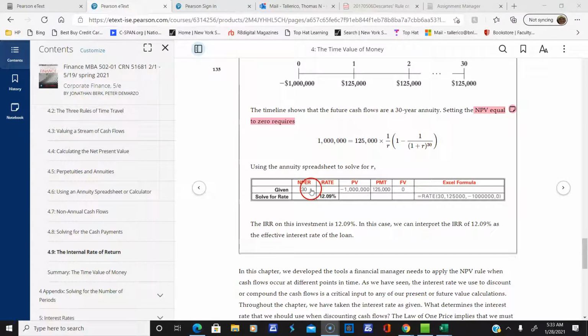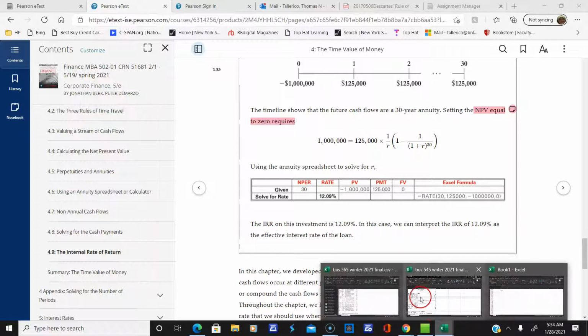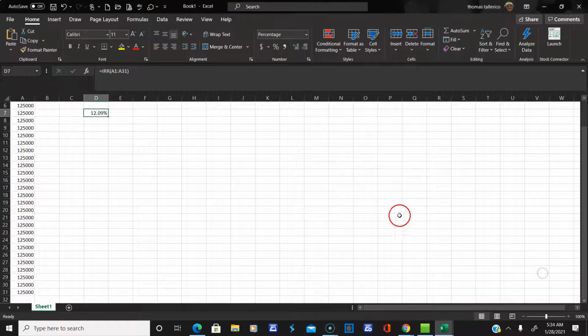Now, I want to make a point. They're using the rate function here, and I could do that too, but there's another function in Microsoft Excel that you can use that's actually much simpler. And it's called the IRR function in Microsoft Excel, or the internal rate of return. And let me go and find that. Okay. So if I go here, and you can see I already set up the problem. Here's the initial $1 million investment, and I have 30 $125,000 cash flows that I just populated in here rather quickly. Okay. So you can see here's the function IRR.